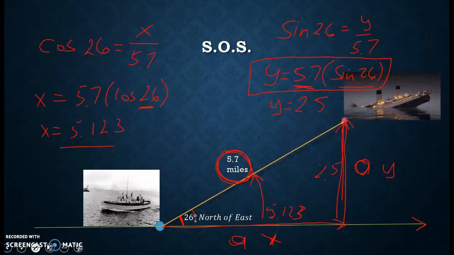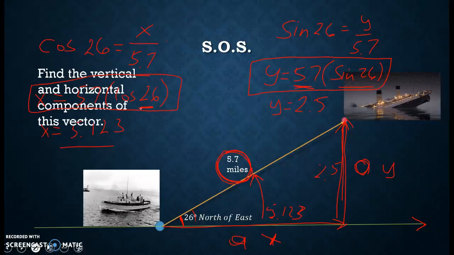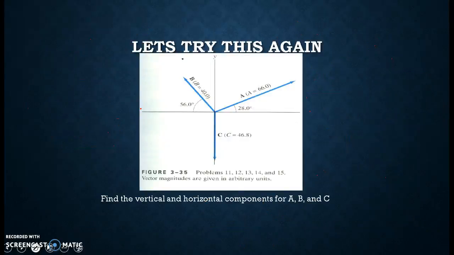To find the horizontal component, we took the magnitude times the cosine of the angle. So let's use that same process to find these components. We can try to find all three of these, A, B, and C. We actually can do C first.